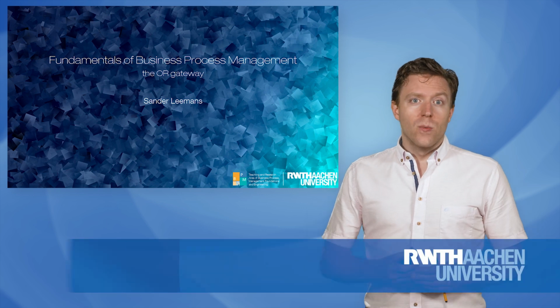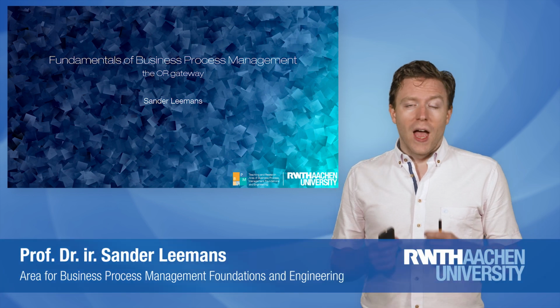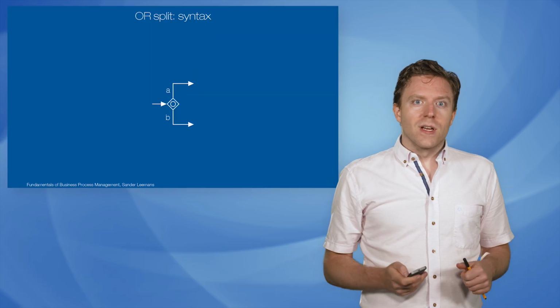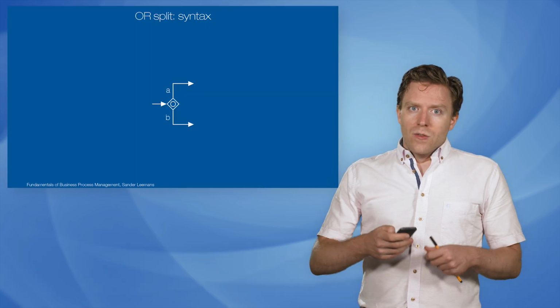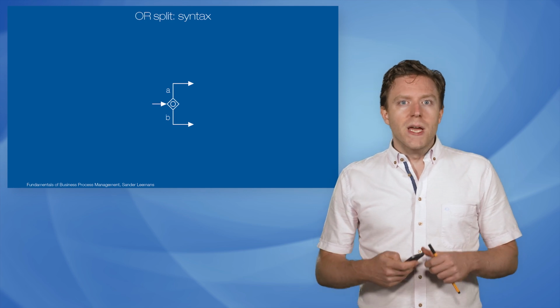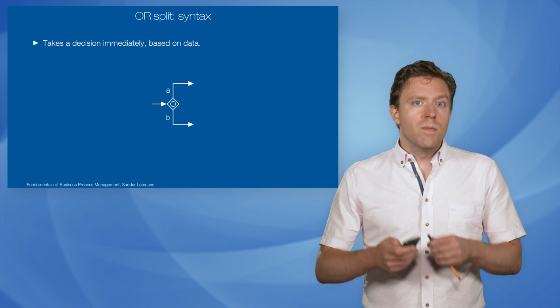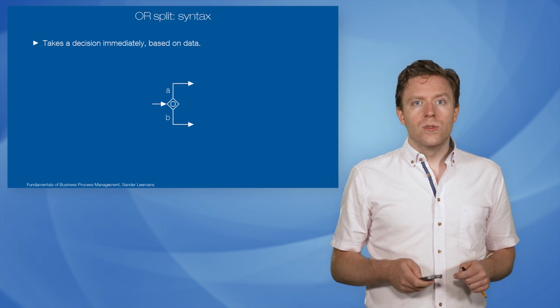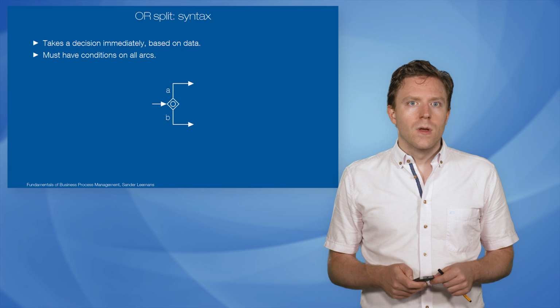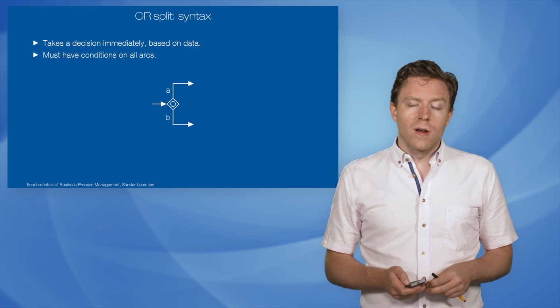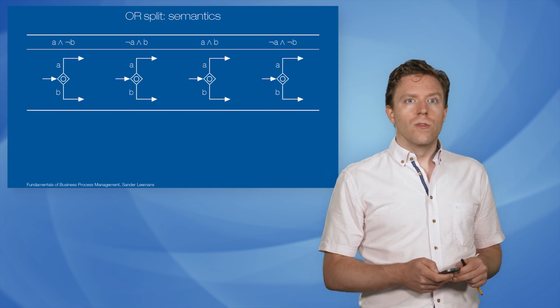In this video, we're going to look at the OR gateway. And the OR gateway is your worst nightmare. Let's first look at the split. The OR gateway takes a decision based on data and does that immediately. So a token arrives and based on the conditions that are true, tokens are sent out. It must have conditions on all arcs, or an arc can be indicated as a default.